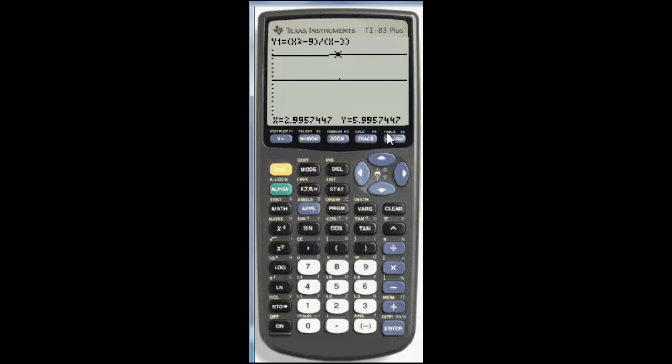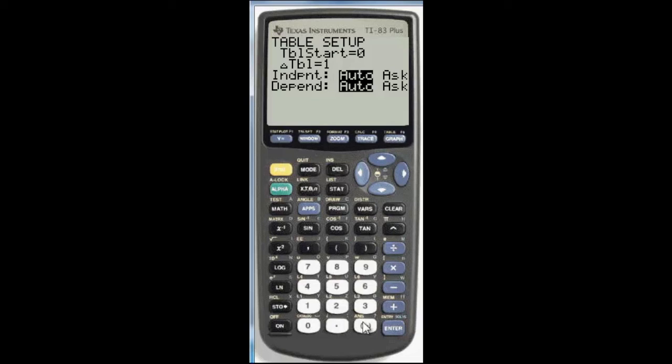Now we can also use the table feature to do this. If you go to second table set, let's start our table at 2.95, and let's change the increments, which is the delta table, that's the change in increments, how often it shows the value of the function, to 0.001, 1/1000.